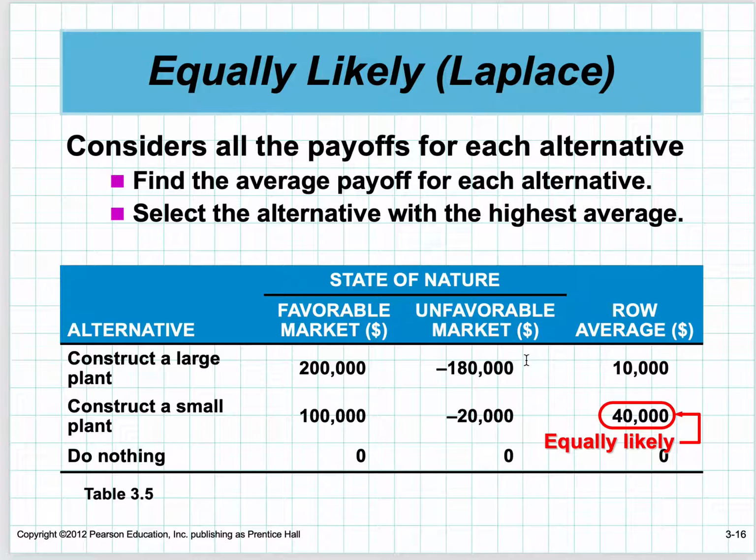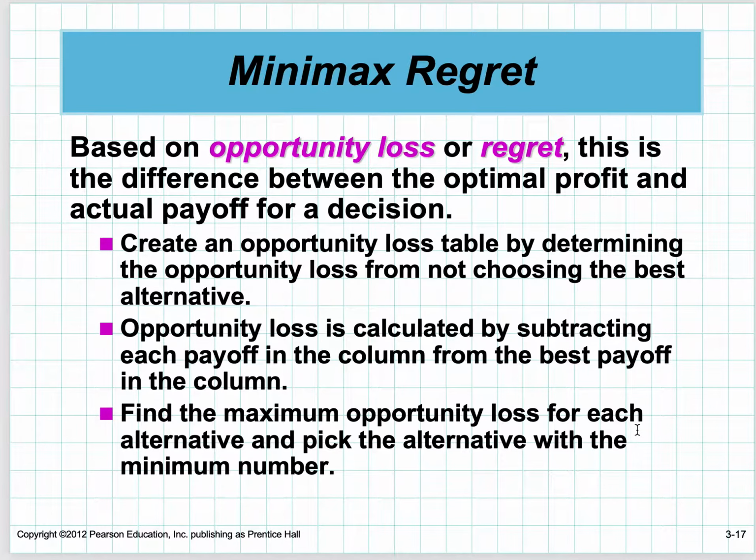So what's the average of this? I add this and I add this and I get 20,000. I divide by 2, I get 10. I add these 2, I get 80,000. I divide by 2, I get 40. When it's 0, 0, of course the average is going to be 0. So here I pick the max again, and in this case I construct a small plant.